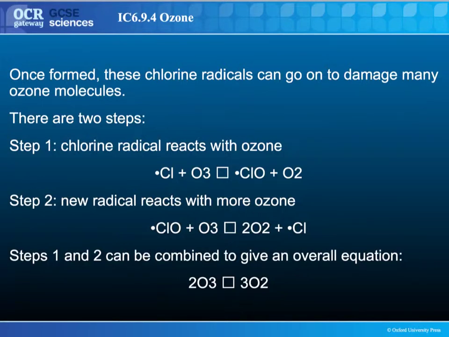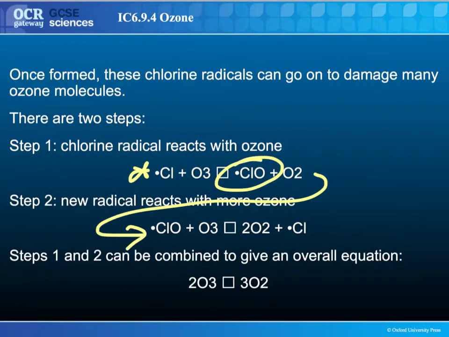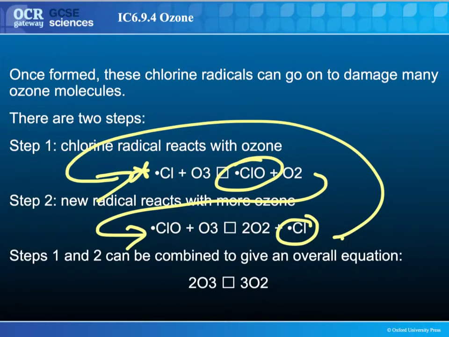The first one is that the chlorine-free radical reacts with ozone to form oxygen and another free radical there. This free radical then goes on to react with another ozone molecule. This process leads to the production of another chlorine-free radical. Because of that, what we have is essentially a chain reaction of ozone breakdown by these chlorine-free radicals. The overall process is the reverse of the formation of ozone. So it's 2O3 gives you 3O2.